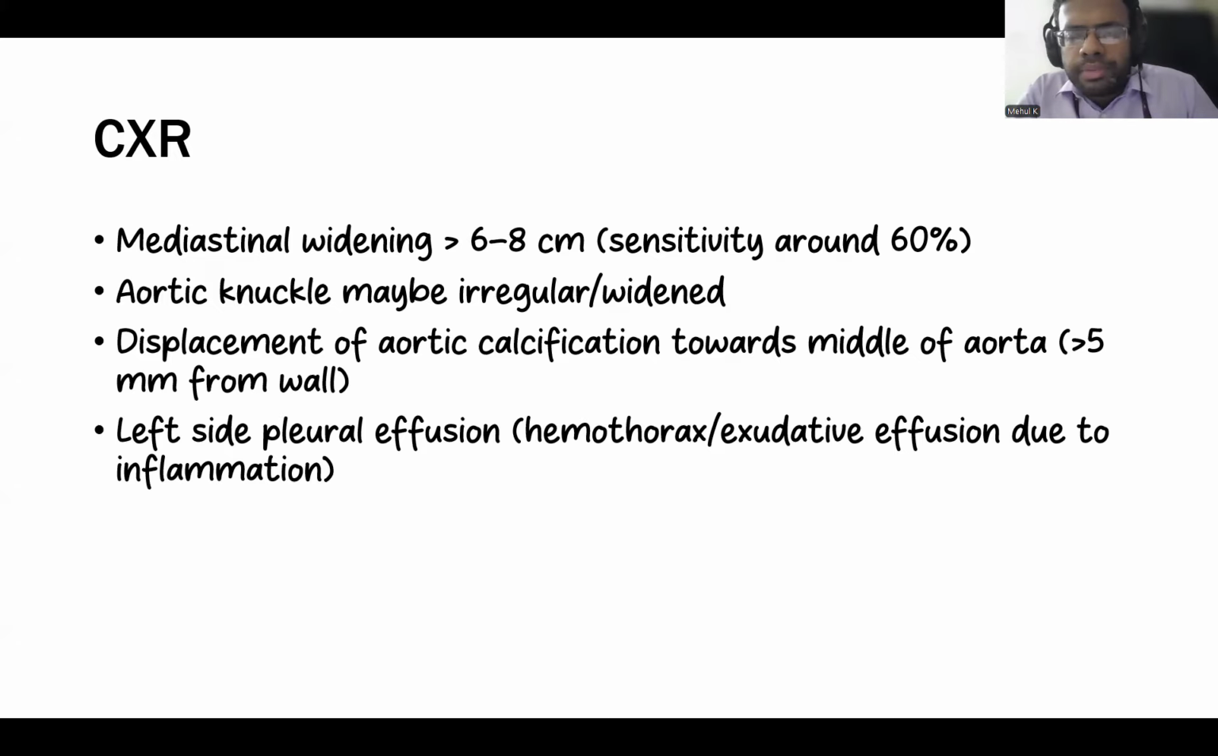So basically, in a patient with some kind of aortic aneurysm, some kind of aortic dilatation, there can be calcification, but the calcification will be on the wall, the very peripheral part of the aorta. If it is displaced inwards, that is a sign of aortic dissection. More than half a centimeter of displacement inwards is considered significant. Very, very subtle thing to notice. Left pleural effusion, again similar to what I said earlier, is a sign of either a rupture or maybe some kind of exudative effusion in reaction to the inflammation.